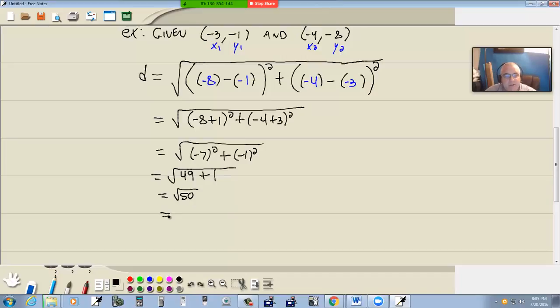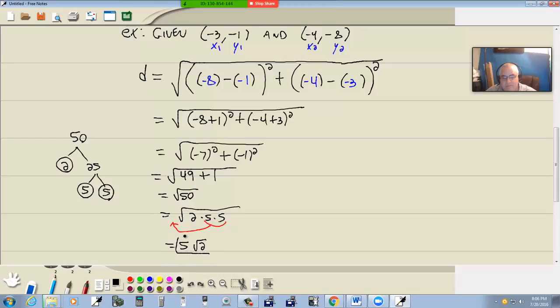Now you should always simplify your radicals before you go on. And remember, you can use a tree method to come up with prime factorization. 50 is divisible by 2, 2 times 25. 2 is prime, so we circle it. And 25 is 5 times 5. And these 5s are prime, so we can circle them. So the square root of 50 is equal to 2 times 5 times 5. Remember, with square roots, we're looking for pairs of something. Here's a pair of 5s, so this pair is going to come out as a single 5. So we're going to have 5 square root of 2.